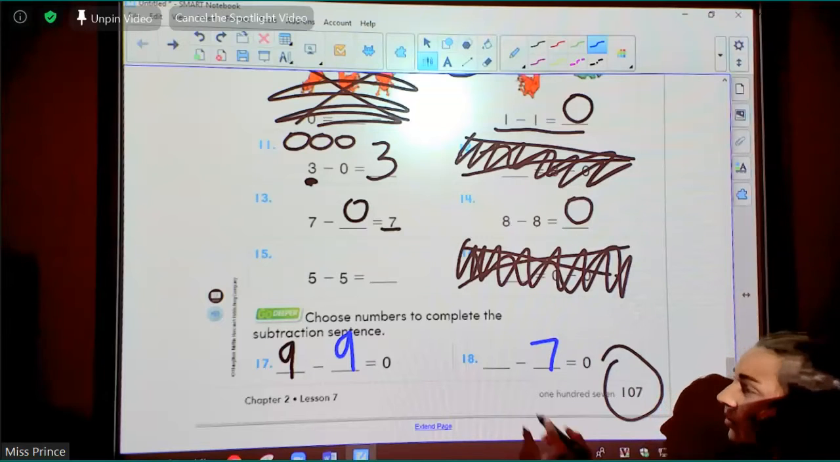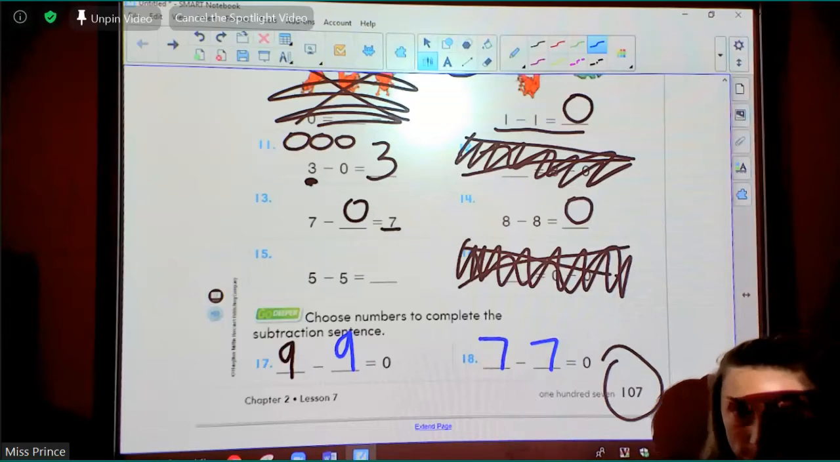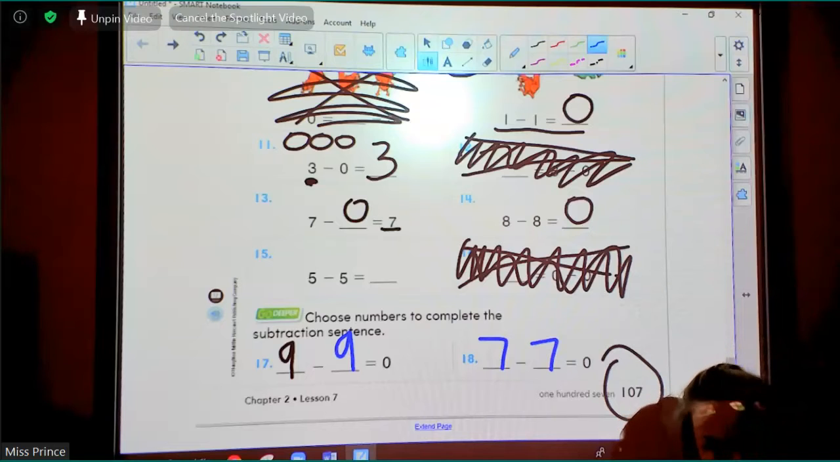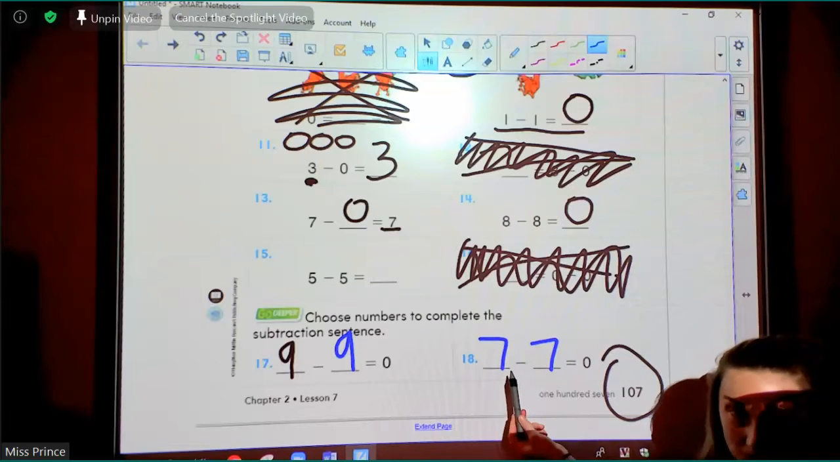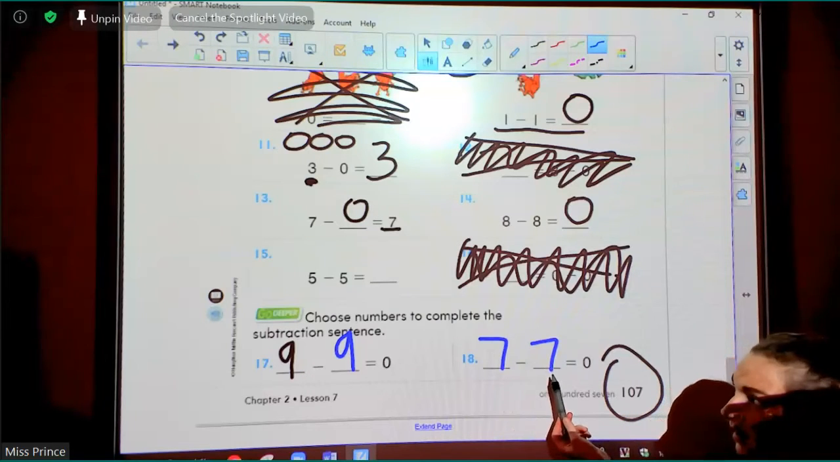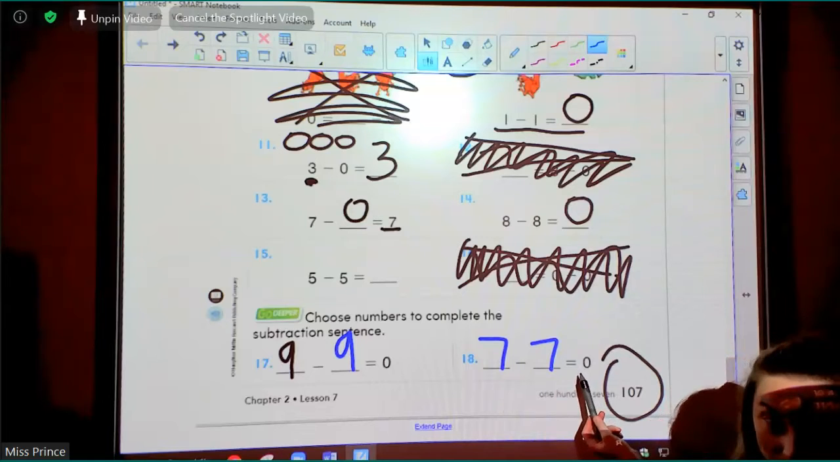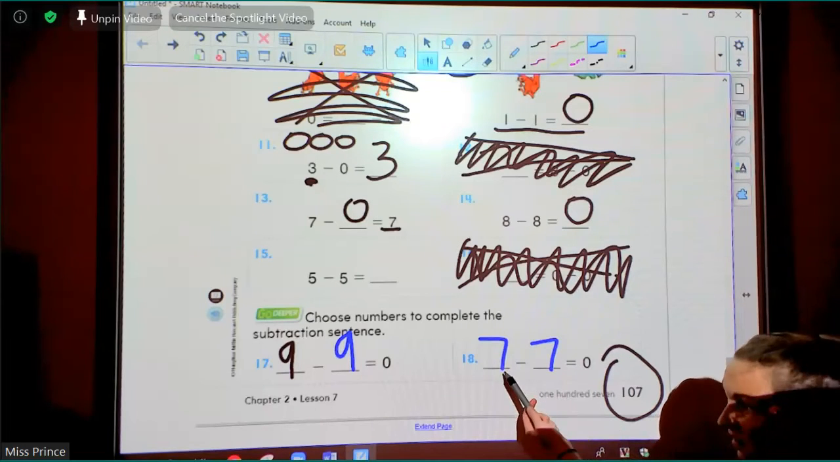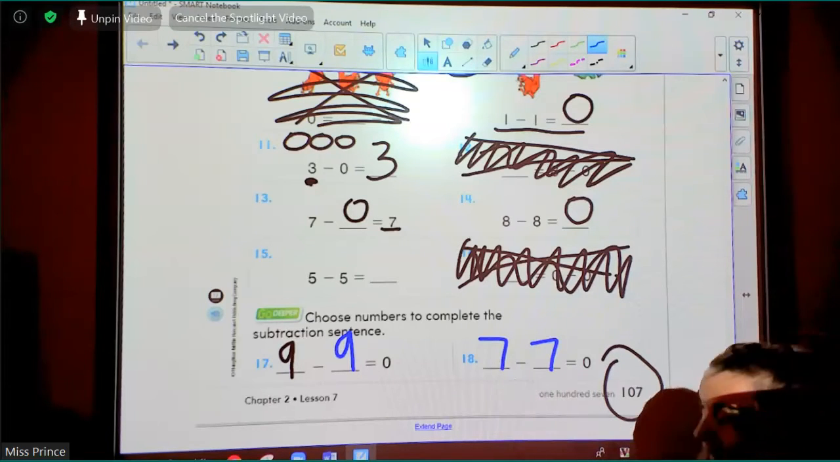7. How do you know that it's 7? Because if you do a 7, it equals 0. Perfect. Excellent job, Liam. So Liam knew this was a 7 because if I take away 7 of them, I'm going to have 0 left over. The only way that can happen is if I started with 7. Excellent job, Liam.